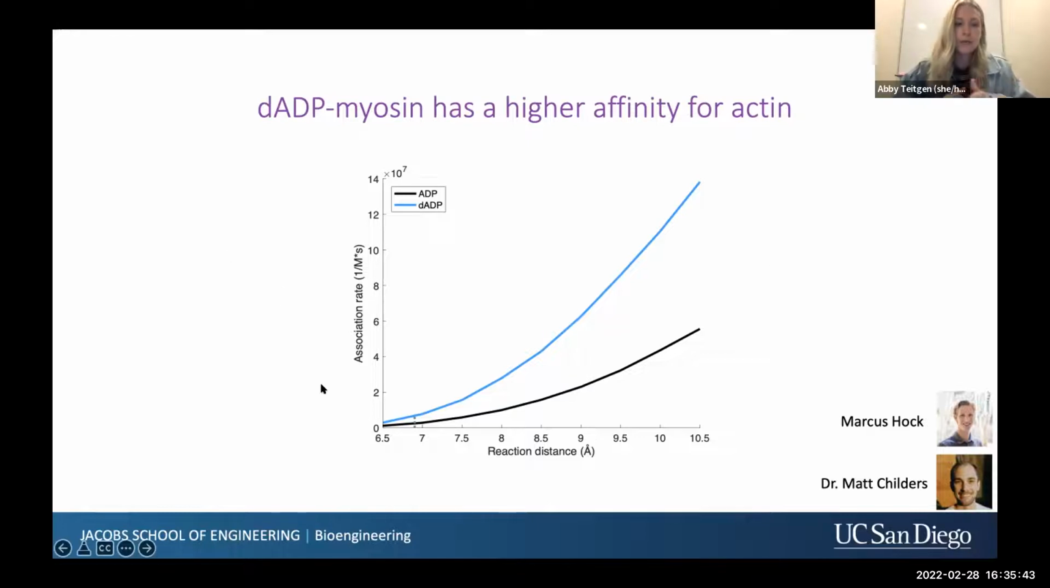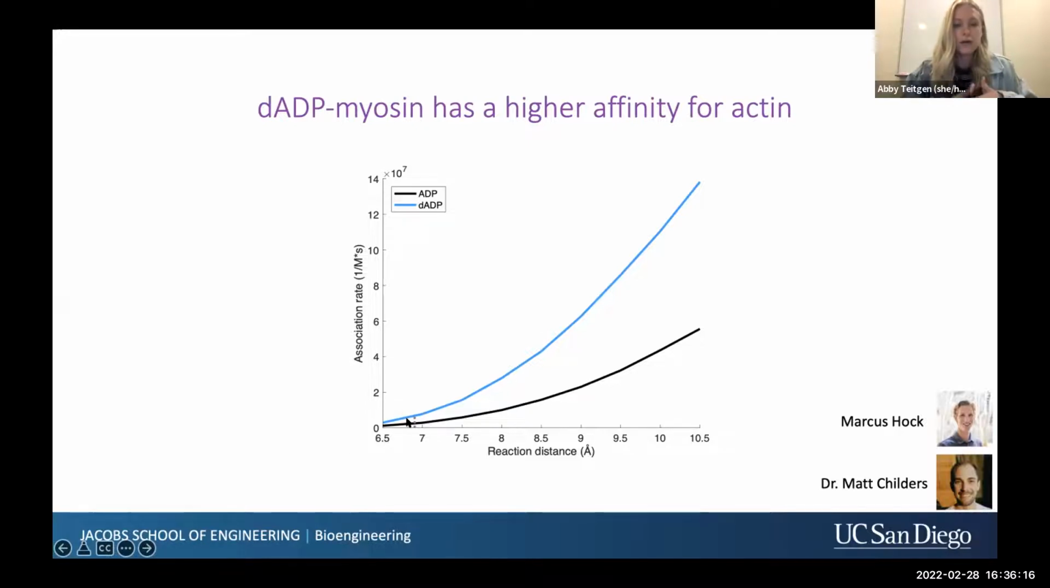So in Brownian dynamics, essentially, we're treating the molecules as rigid bodies, and we run thousands and thousands of trajectories and allow them to move around, and they either bind or they don't bind. And we can use that to get an association rate. So this is a plot of association rate versus reaction distance. So reaction distance is a parameter in the model that basically defines the distance at which the two molecules bind. And so rather than choose an arbitrary reaction distance, we ran our simulations for a range of reaction distances.